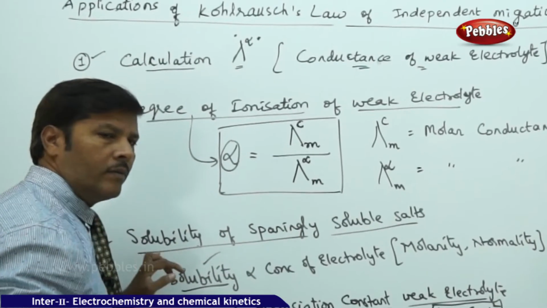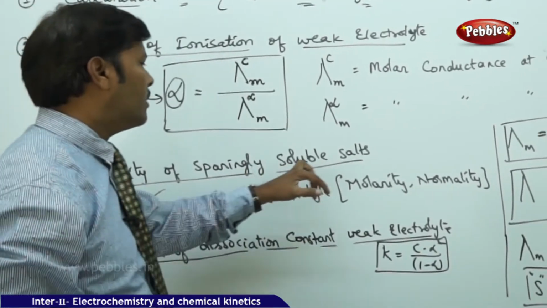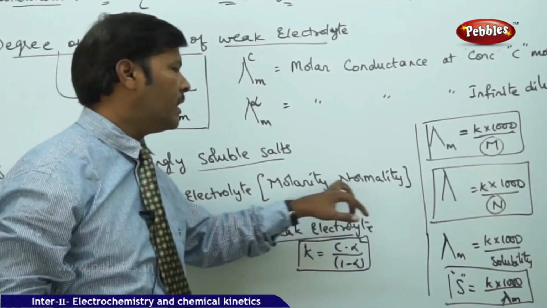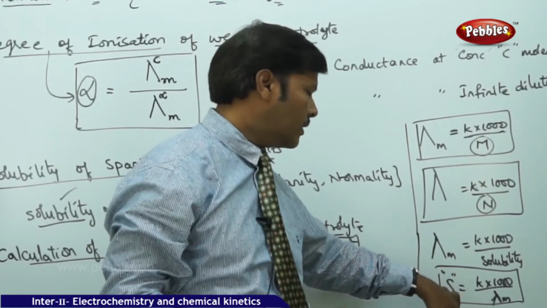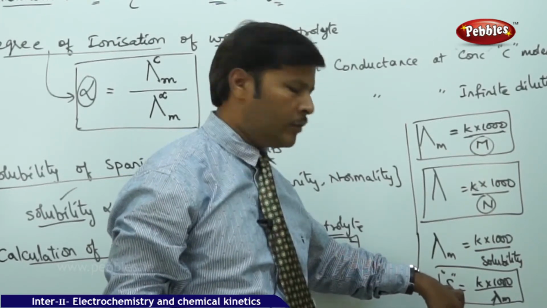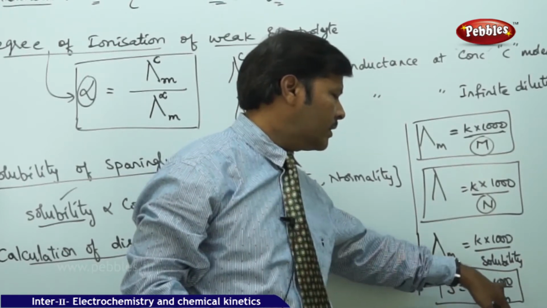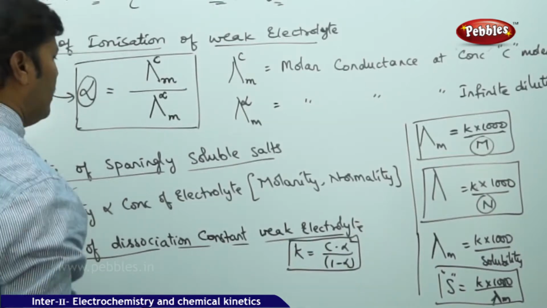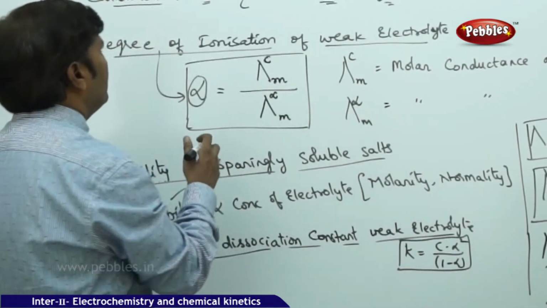Then the third application of Kohlrausch's law of independent migration of ions is solubility of sparingly soluble salts, that is solubility is directly proportional to concentration of the electrolyte, molarity and normality. So finally the revised formula for calculating the solubility of a sparingly soluble salt is: solubility is equal to specific conductance into 1000 divided by the equivalent conductance, that is molar conductance or equivalent conductance.